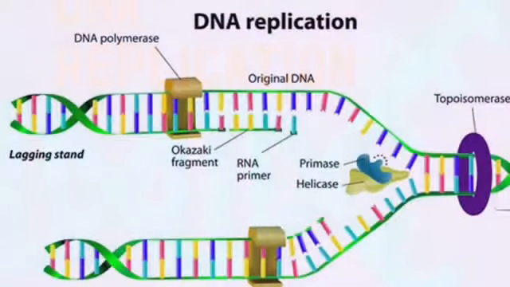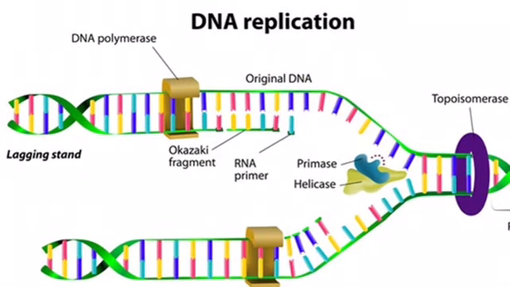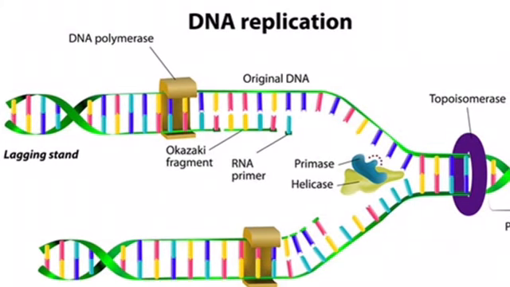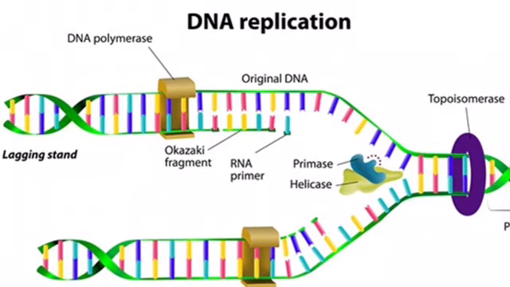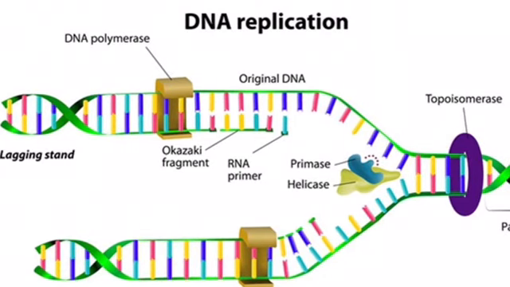DNA replication is one of the basic processes that goes on in a cell. The replication is the process by which a double-stranded DNA molecule is copied to produce two identical DNA molecules. The double helix strand is used as a template for the new forming DNA.